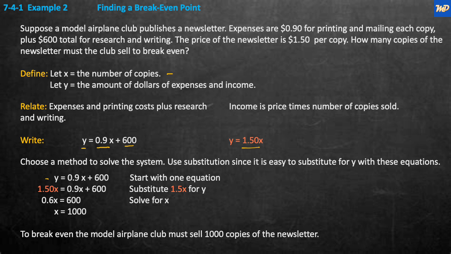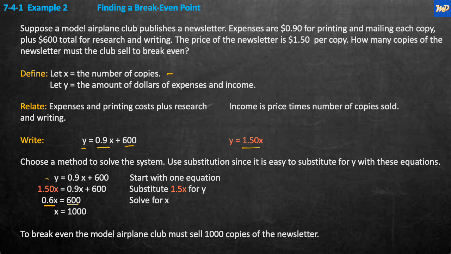Okay, so now we're going to combine. What are we going to combine? We're going to subtract 0.9x from both sides to get the x on the left-hand side. And when we do that, you're going to get 0.6x, 1.5 minus 0.9 is 0.6. And that equals 600. And therefore, x is equal to 1,000. 600 divided by 0.6 is 1,000. So now we know what the x value is.